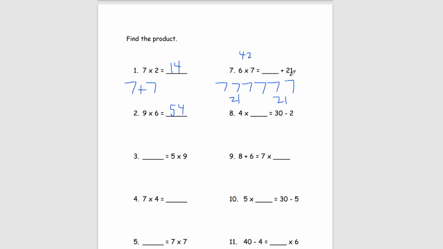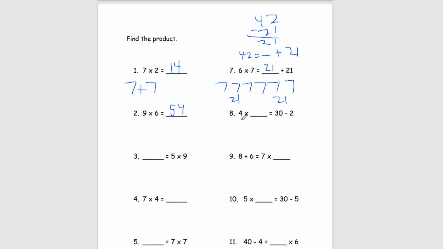Now we can see that our equation says equals blank plus 21. To find our answer, all we have to do is subtract 21 from 42. So 42 minus 21 gets us 21. And so our answer is just 21.